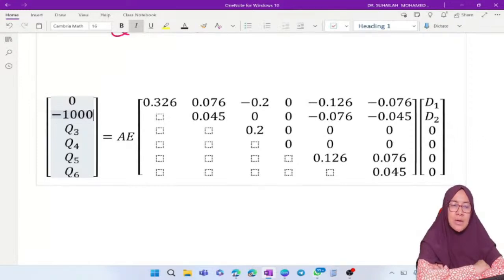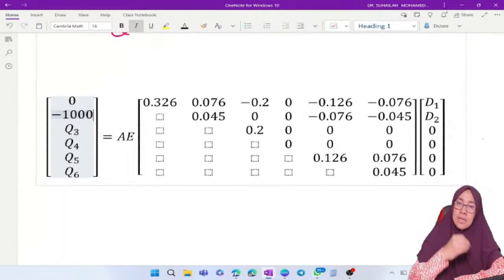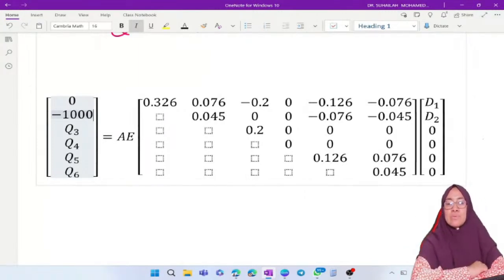And after that, we will use D1 and D2 to calculate Q3, Q4, Q5, Q6. Of course, we cannot calculate Q first, because we will calculate the Q value with the D value. It means we have to calculate D first, and once we have calculated D1 and D2, we use D1 and D2 to calculate the Q value. So that is why we always calculate D1 and D2 as the first output in the stiffness method.